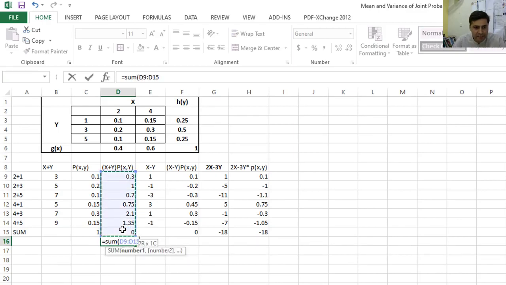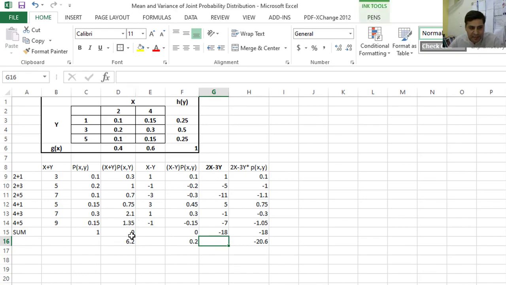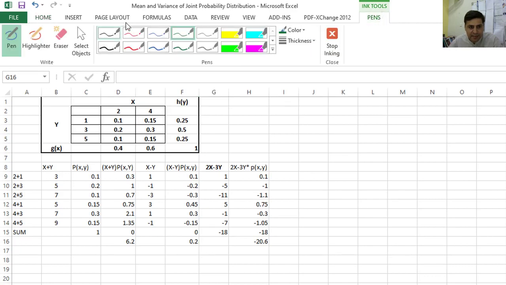So the sum of this column will give us the mean. You do not need to write this formula again and again, just write it like this. Okay, just deleting this. So this is the mean, this is E of x. So 6.2 is the mean of E of x plus y, this is the mean of E of x minus y, and this is E of 2x minus 3y. In this way you will use Excel in order to calculate the joint probability distribution.